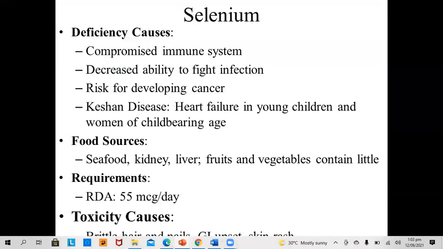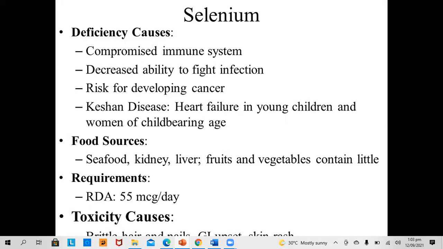Selenium is another important metal, and it is replenished from seafood, kidney, liver, while fruits and vegetables contain little selenium. The deficiency results in compromised immune system, decreased ability to fight infection, risk of developing cancer, and Keshan disease, which is heart failure in young children and women of childbearing age. The recommended daily allowance is 55 microgram per day.